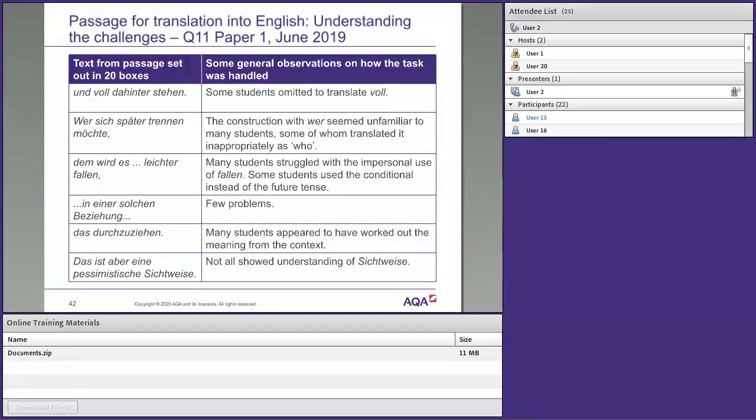The construction starting with wer, a lot of students translated it inappropriately as who, and again, students struggled with the impersonal use of fallen, so these impersonal verbs again, and some used the conditional instead of the future. The last little bits didn't cause too many problems, although Sichtweise wasn't particularly well known.